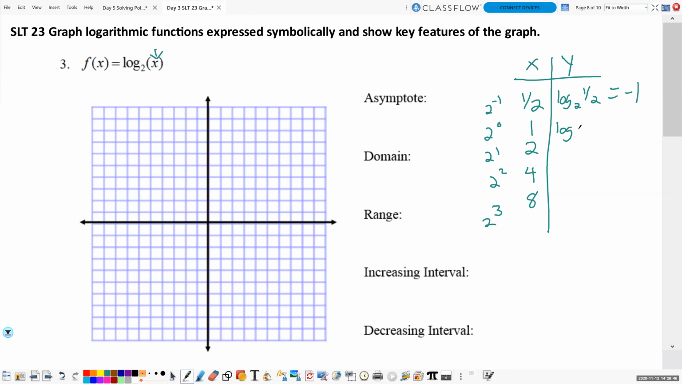I don't want to pick random numbers because otherwise it's going to be like a hot mess. I don't know what log base 2 of 3 is. 3 would be a terrible idea. But I know what log base 2 of 1 is. I know what log base 2 of 2 is. I know what log base 2 of 4 is. Those are nice.